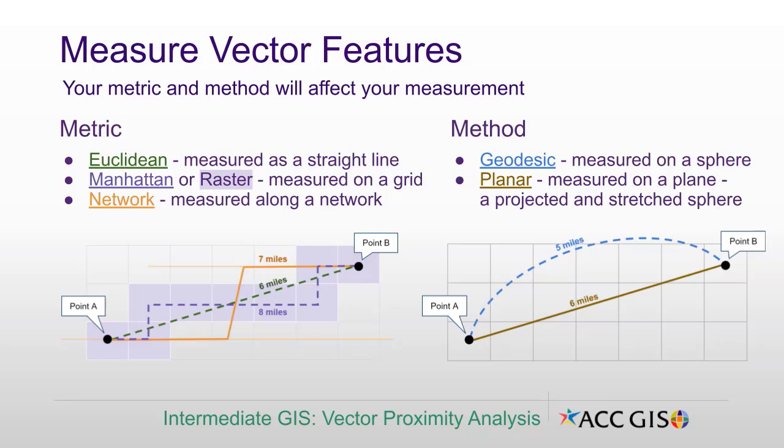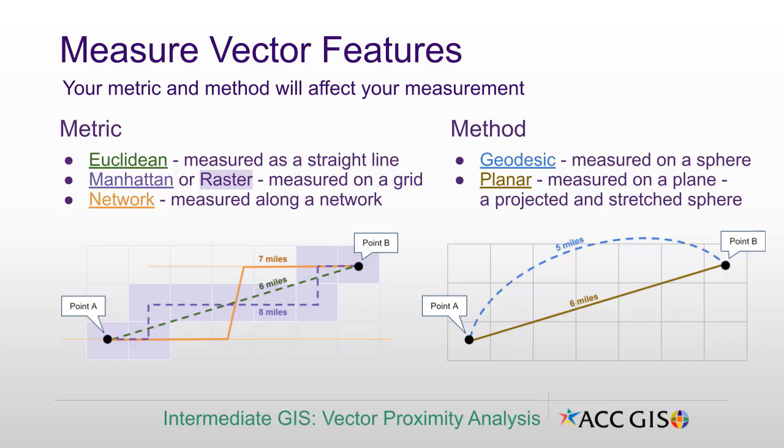Now, while we've got different distances for the different types of metrics, not one metric is better than another. It just depends on what you're trying to accomplish. You need to select the appropriate metric. The method will also affect your measurement. Methods include geodesic and planar. Geodesic is measured on a sphere, and planar is measured on a plane, which is a projected and stretched sphere.